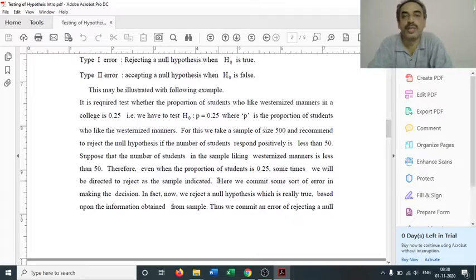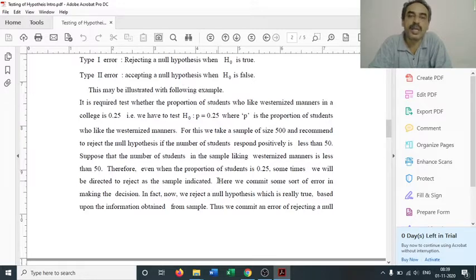Sometimes the proportion of students who like westernized manners may actually be 0.25, but the sample may direct us to reject the hypothesis because the evidence from the sample does not support choosing p as 0.25. It may be greater than some other value or less than. There is no evidence to accept p equal to 0.25. So even though it was the actual value, we were forced to reject the hypothesis. That is a situation of rejecting a true hypothesis.